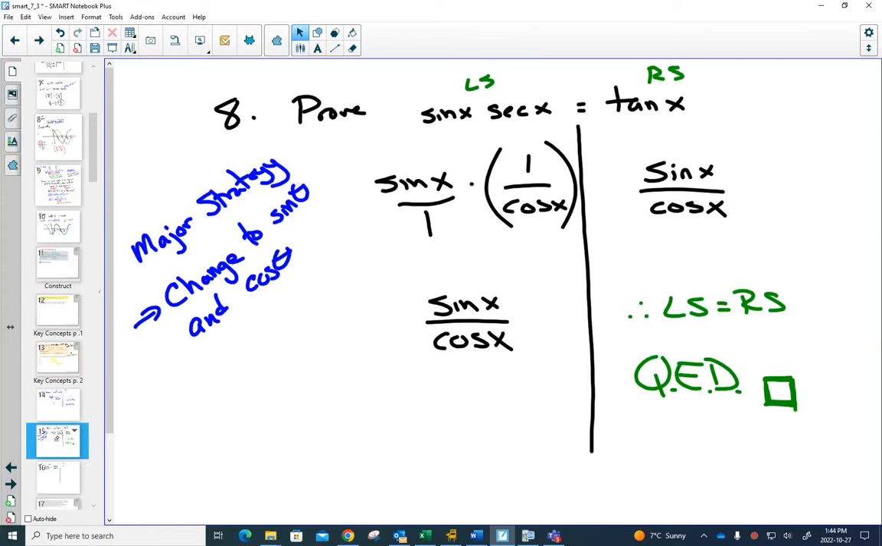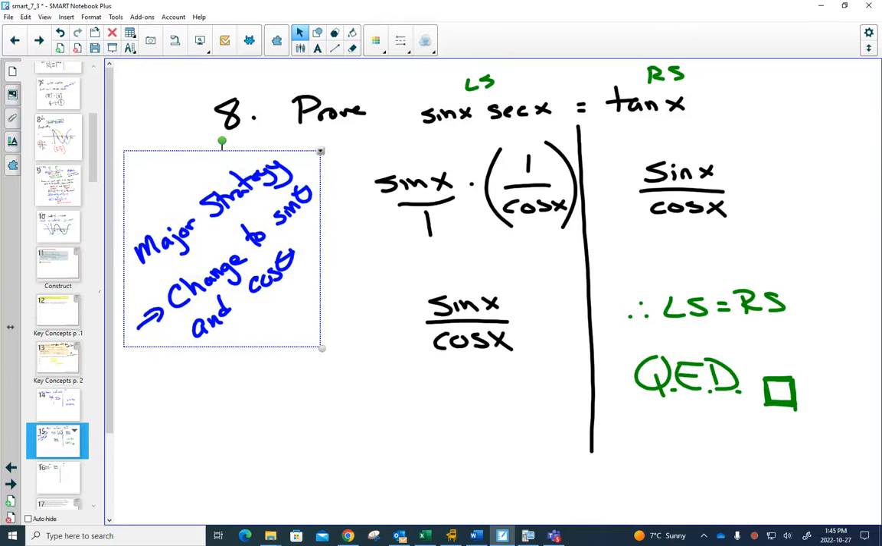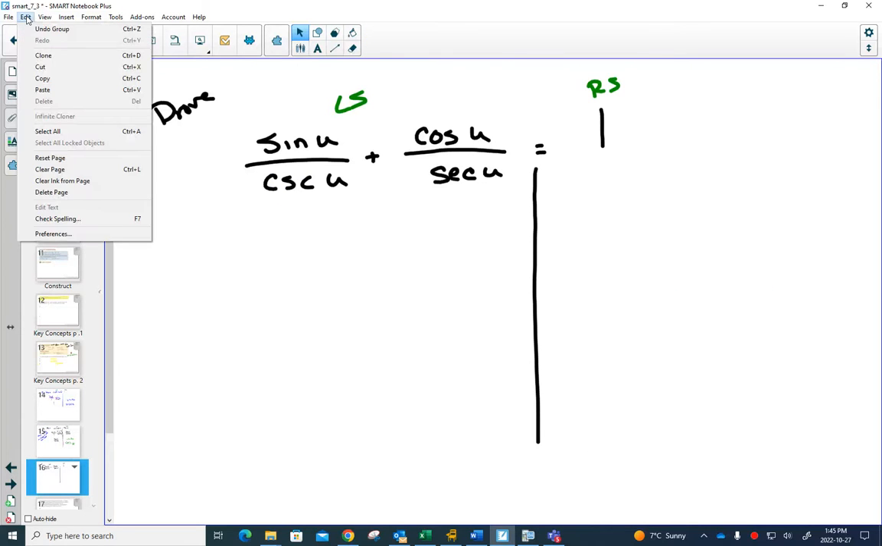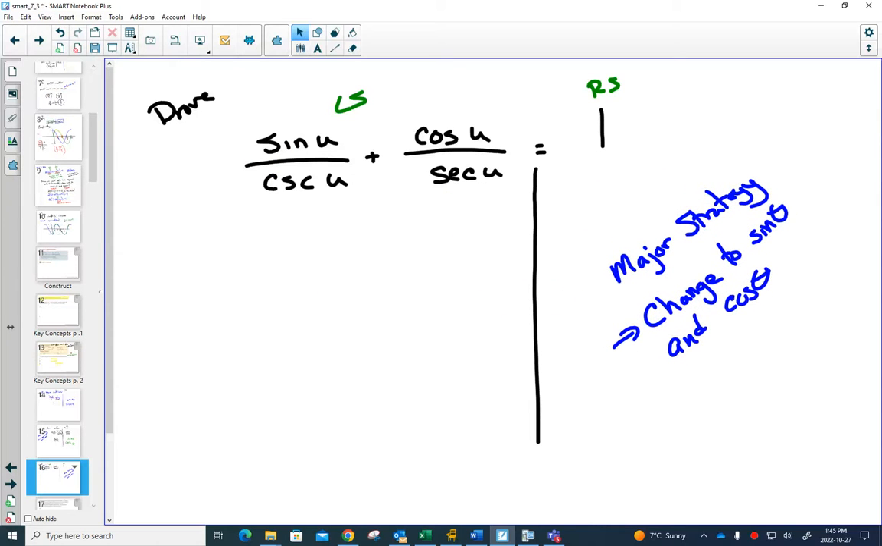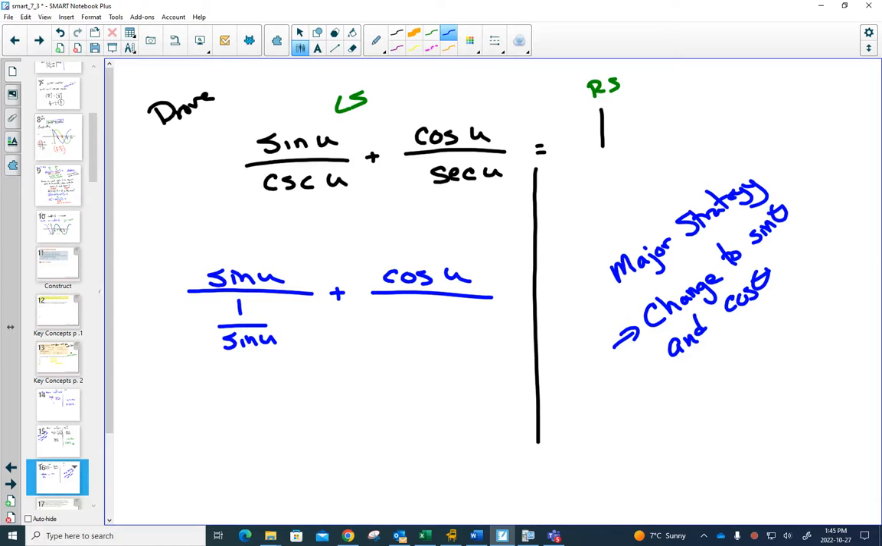I'm going to copy the major strategy over here, because we're going to add a part 2 to the major strategy. Part 1 of the major strategy, change to sine and cos. So I'm going to do that. I can change cosecant to 1 over sine, and secant to 1 over cos.